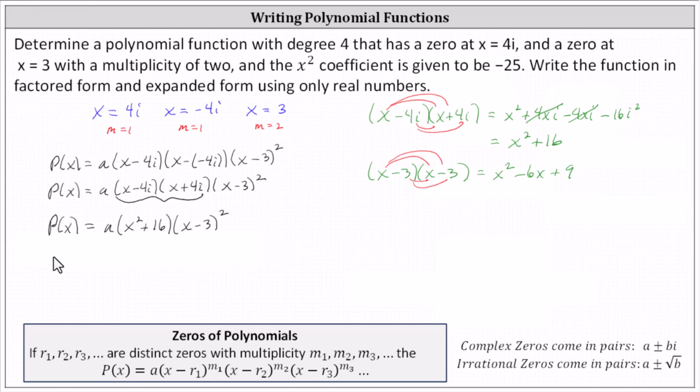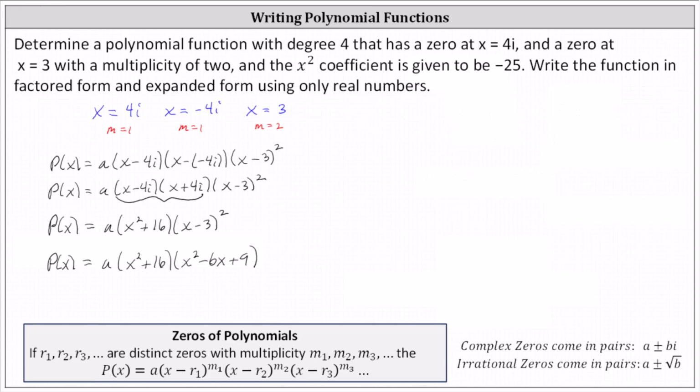So now we can write p of x as p of x equals a times the quantity x squared plus 16 times the quantity x squared minus 6x plus 9. And now we'll determine the product of the binomial and the trinomial. This will require 6 products. We distribute the x squared and then the 16.